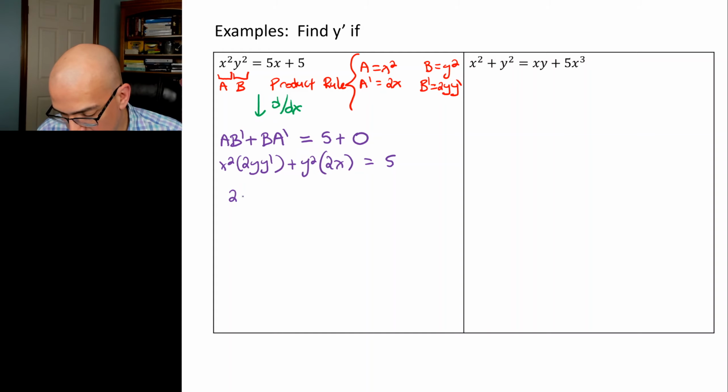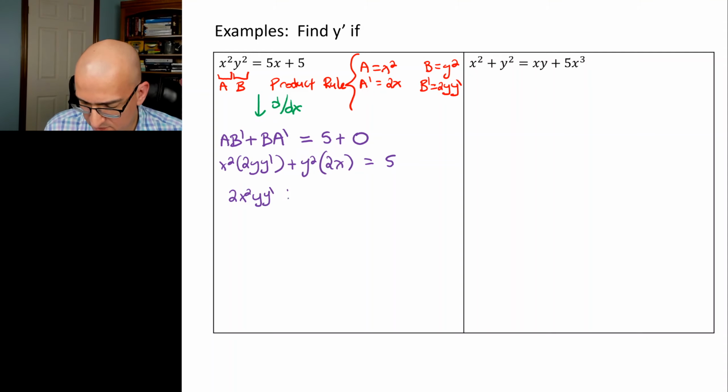So the 2 goes in front, then the x squared. Now I'm going to put the y before the y prime, which is also standard. For the second piece, I'm going to put the 2 in front, the x after, and the y squared after that, equals 5.